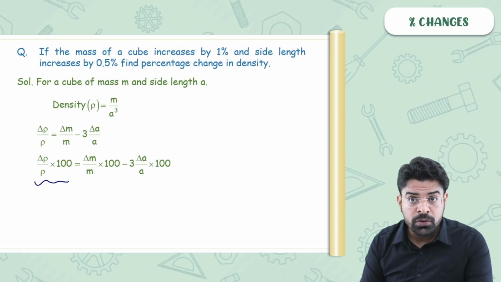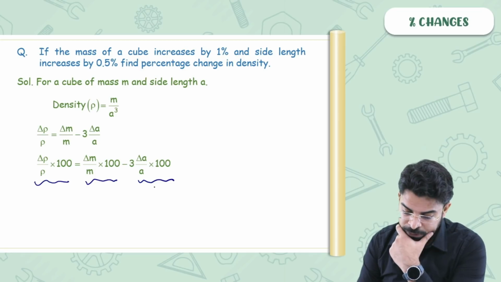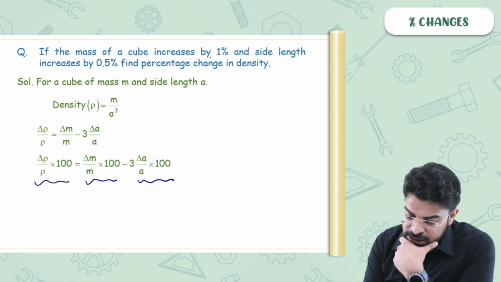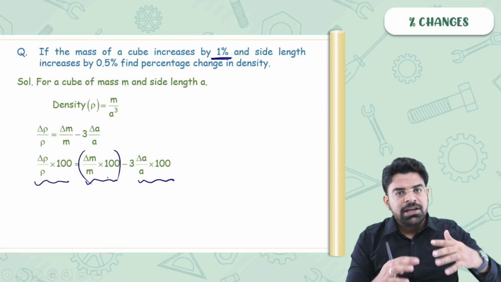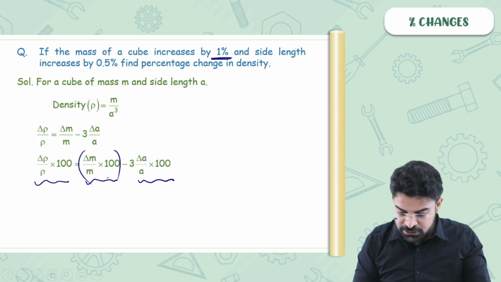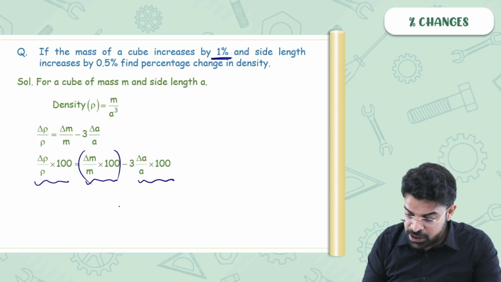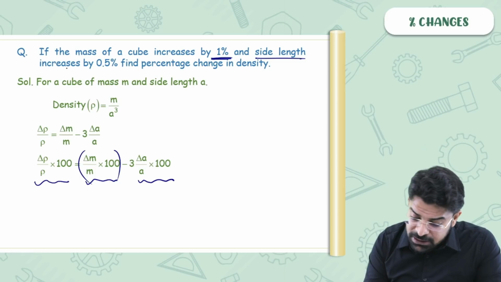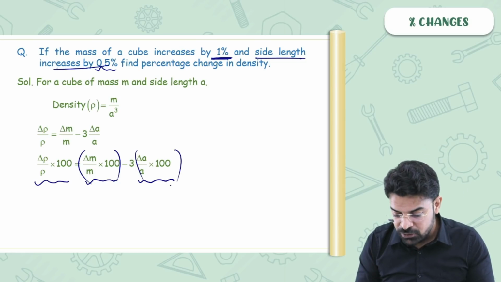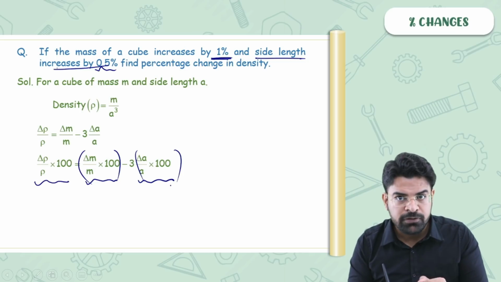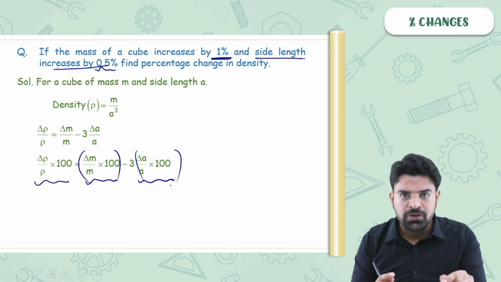What is delta rho by rho into 100? It is the percentage change in density, then the percentage change in mass, and this quantity is the percentage change in side length. In the question, they have said that the mass increases by 1%. So here should I substitute plus 1 or minus 1? If the quantity increases, the percentage change is positive. So here you should substitute plus 1. And the side length increases by 0.5%. So for delta A by A into 100, should I write plus 0.5 or minus 0.5? As the side length increases, you should write plus 0.5.